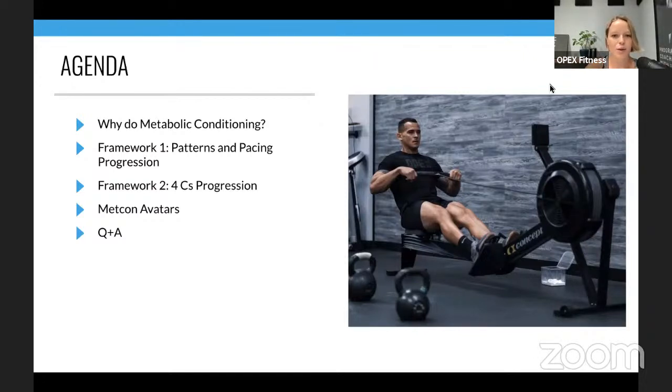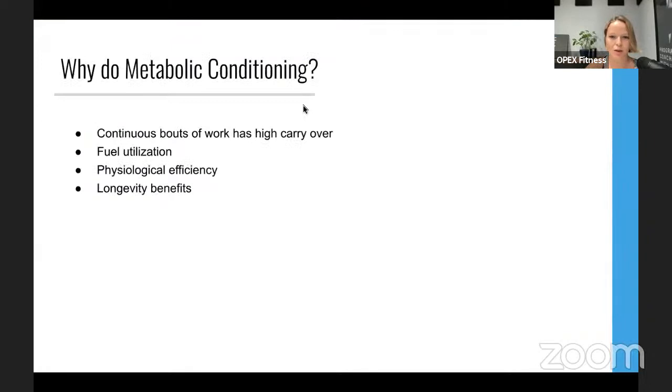Let's get right into our why do metabolic conditioning though. Carl, ready to take it? Yeah, for sure. I know we didn't really define metabolic conditioning. I think it's important to have a conversation around what it is and the language that we use or don't use around it. Quite frankly, we don't really use the term metabolic conditioning inside of our program or internally at OPEX. We do use it when we push out these public webinars just so people understand what we're going to be discussing based on their definition of metabolic conditioning.